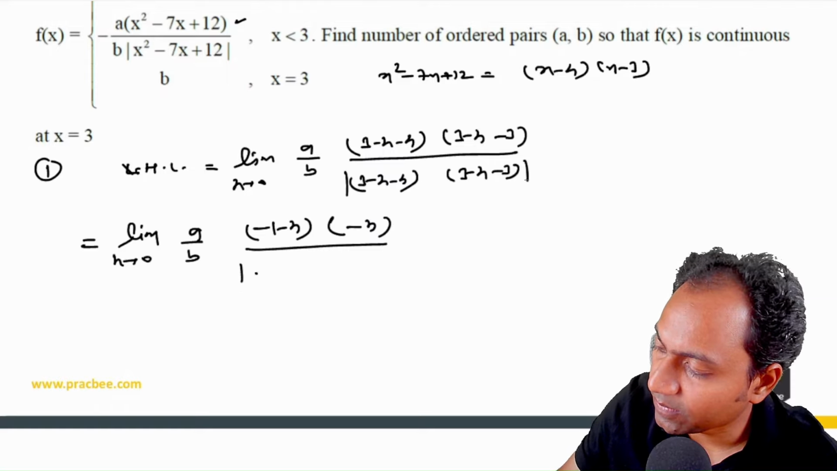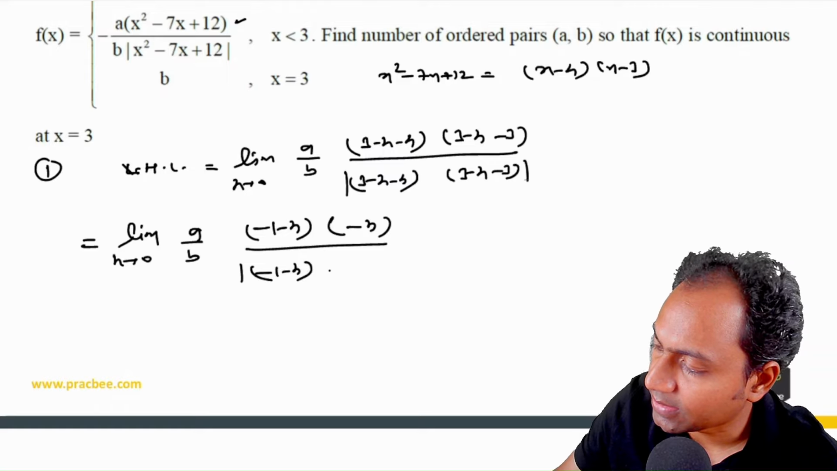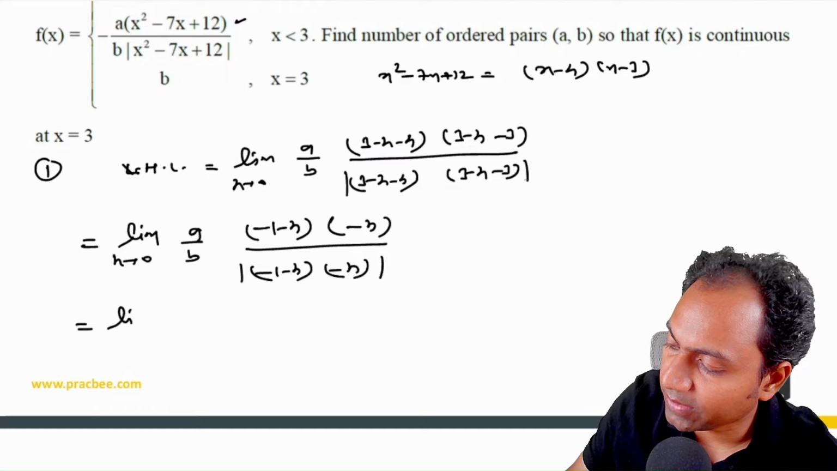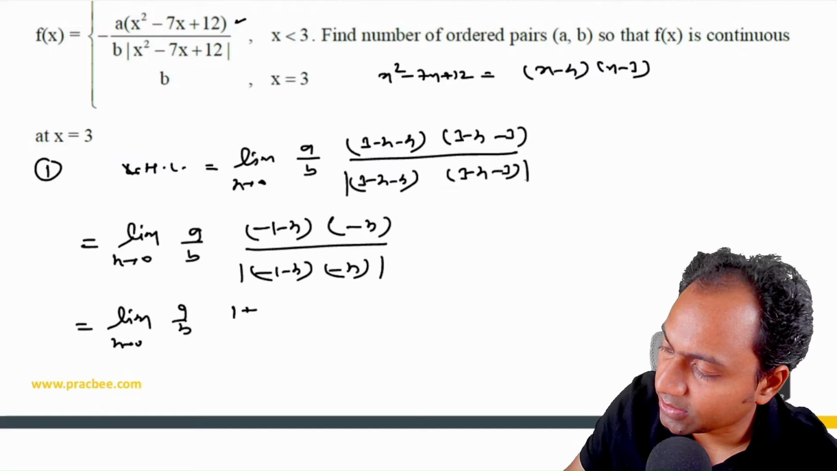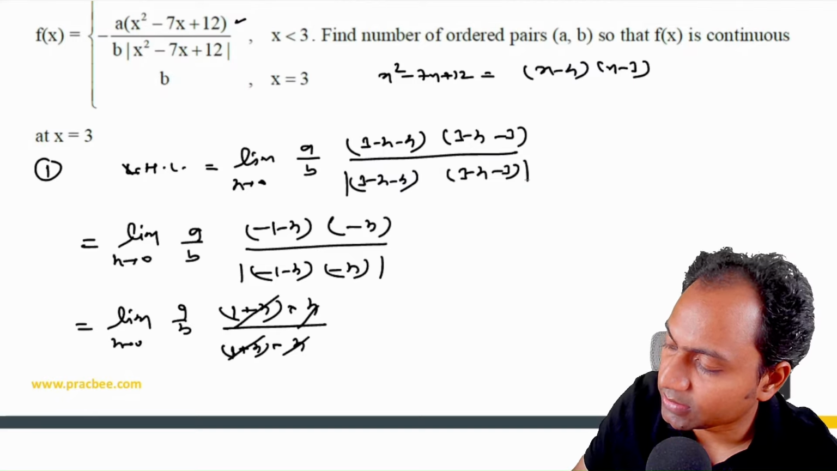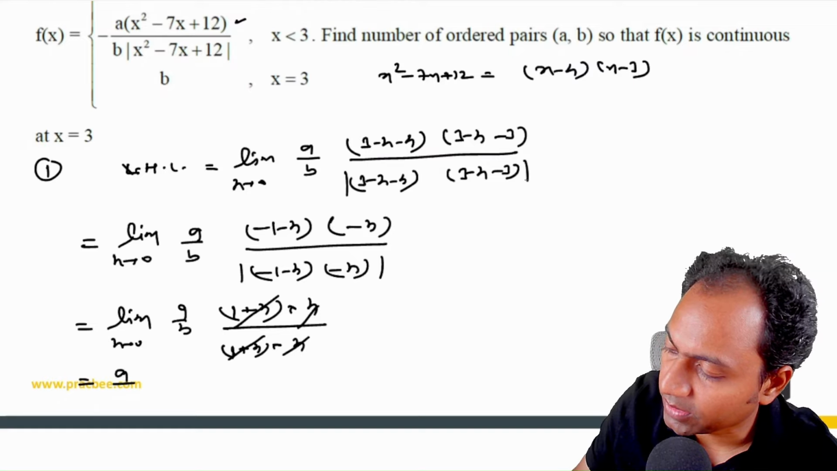This becomes again minus 1 minus h into minus h. And now if I simplify, what am I getting? We can see that this minus sign will get multiplied, and this is nothing but 1 plus h into h. And this will also become 1 plus h into h. So you can see that this is getting cancelled out, and what we are getting from here is nothing but a by b.